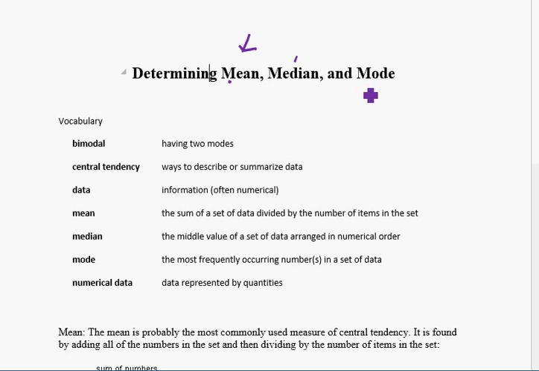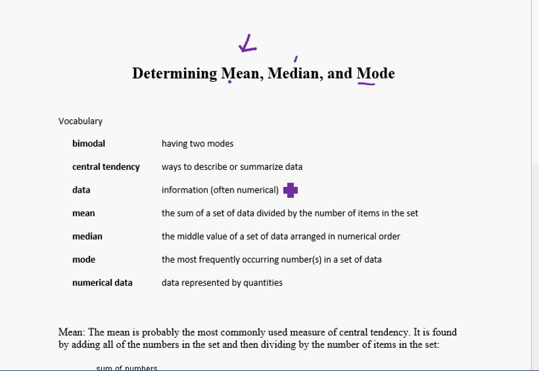And mode, I think of that as most because it's kind of like most. It has an O. These others don't. And so it's the number that appears the most. So let's just run through vocabulary. Bimodal, bi meaning two, and modal, mode, it's having two modes. So trimodal would have three modes. So bimodal, two modes.